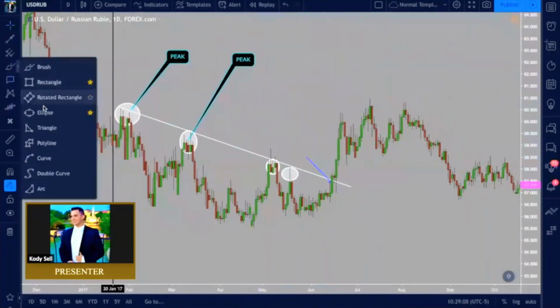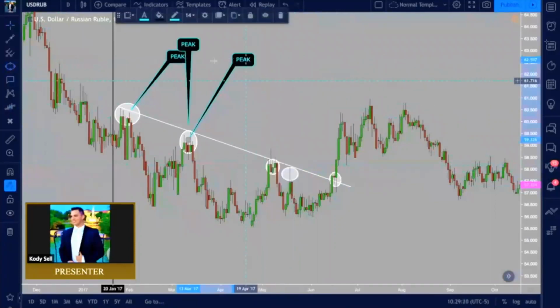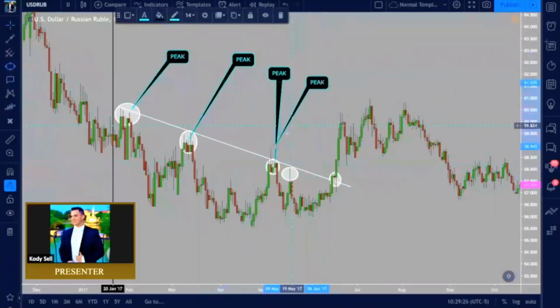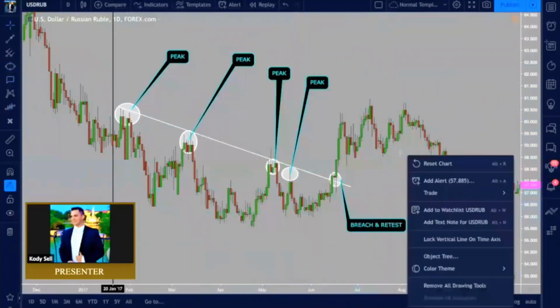So here is our reaction point right here. We can get rid of this arrow. All right. So let's be comprehensive here and mark these. The slower these videos are, the better, because it just ensures that there's no questions left. Breach, breach, and retest. All right.